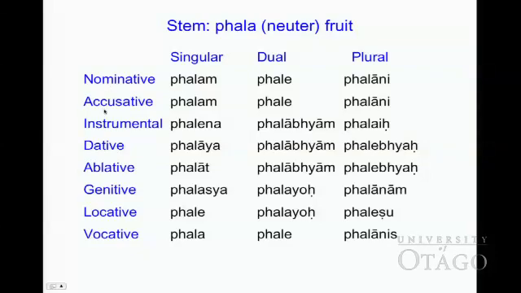Nominative and accusative will be different from masculine Nara or kasha, which we have learned from lesson 4 to lesson 7. That is, it will be declined like phalam, phale, phalani for nominative, and phalam, phale, phalani for accusative.